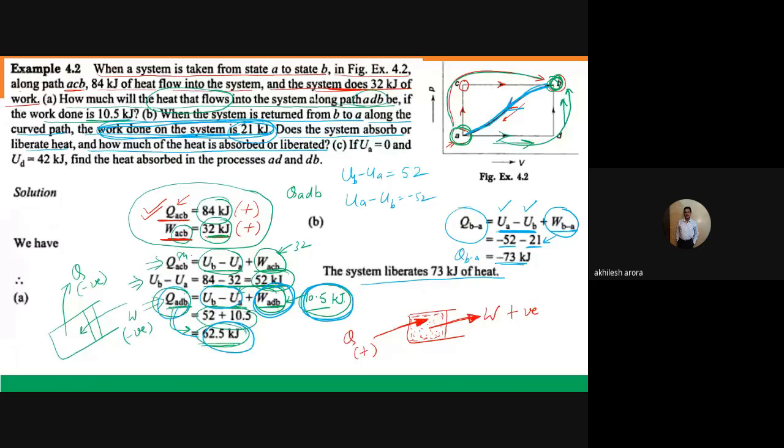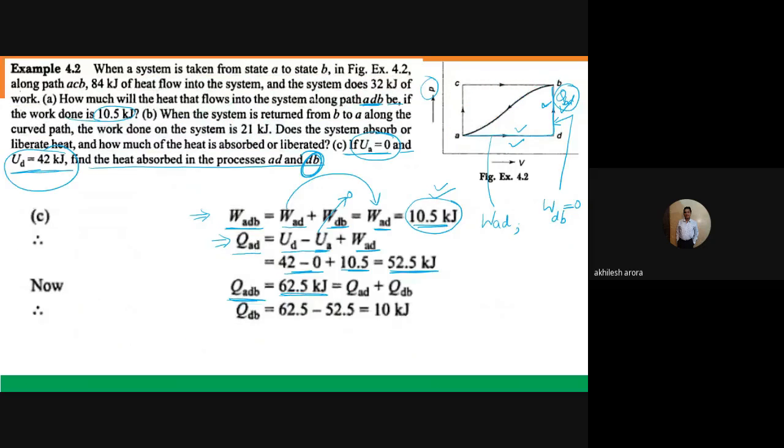So it is 62.5, which is equal to the sum of QAD plus QDB. And QAD we have just calculated as 52.5. So we can put it here, and the value of QDB can be calculated, which comes out to be 10 kilojoules.